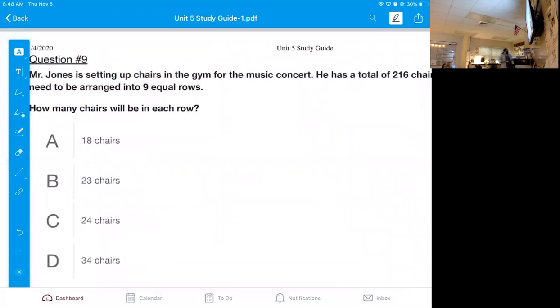This is number 9. All right, Mr. Jones is setting up chairs in the gym for the music concert. He has a total of 216 chairs, and he needs to put them in 9 equal rows. So who can tell me my division problem? Landon? 9 divided by 216. Say that the opposite way. 216 divided by 9. Yeah. But yeah, those are the right numbers. We gotta take the big number and divide it by the little number.